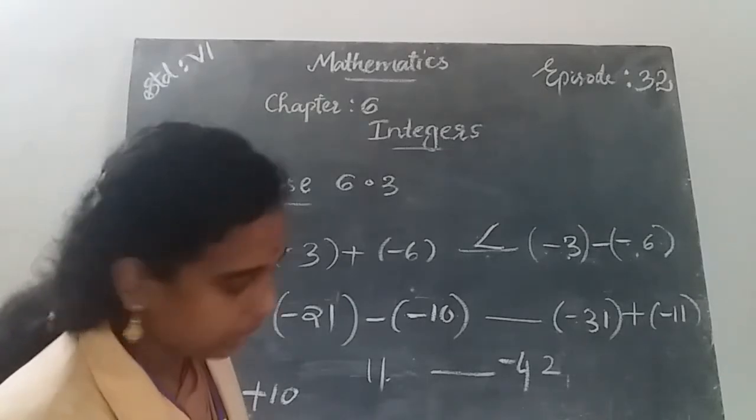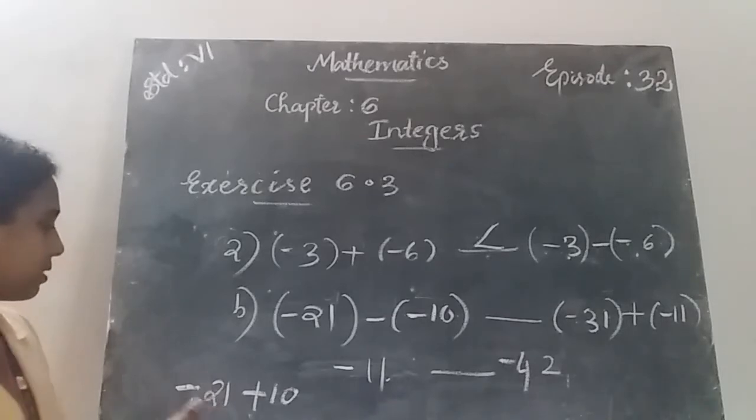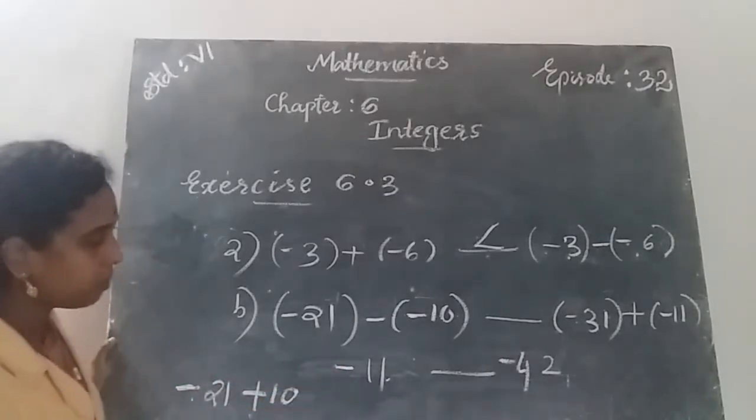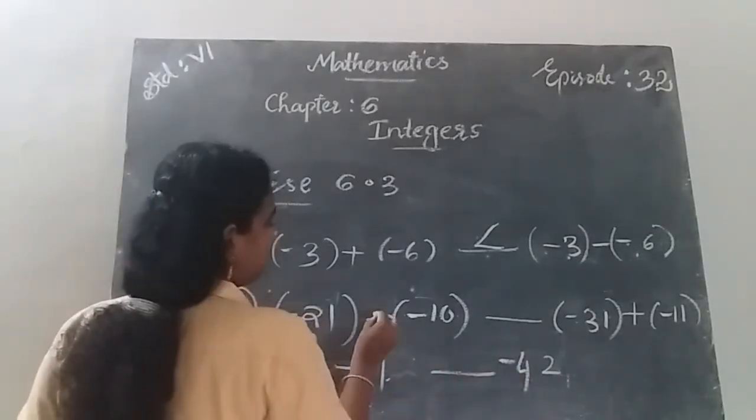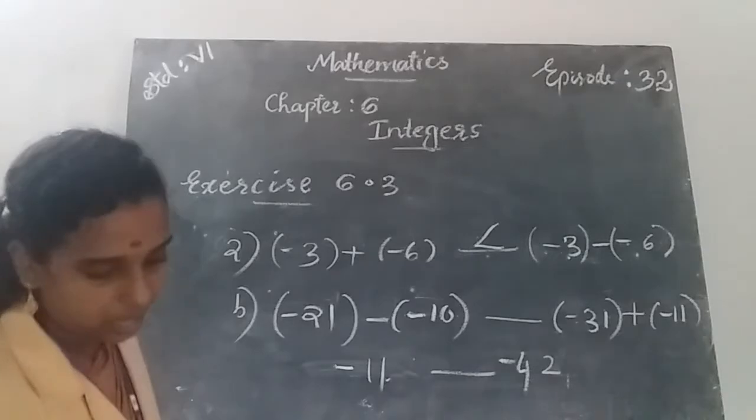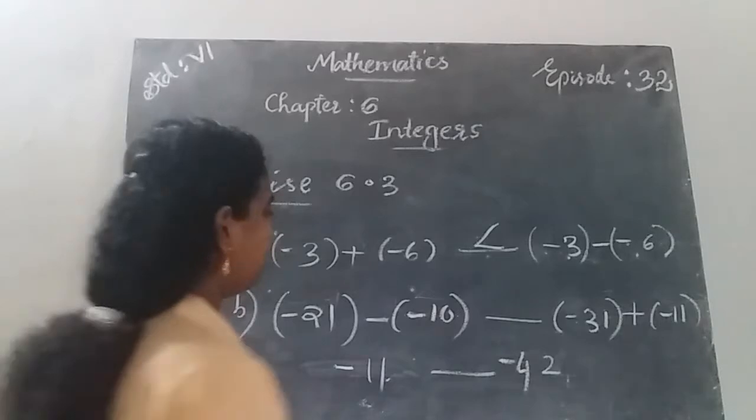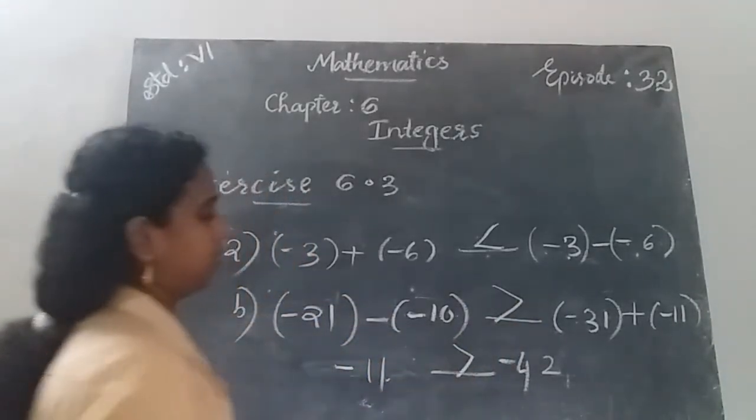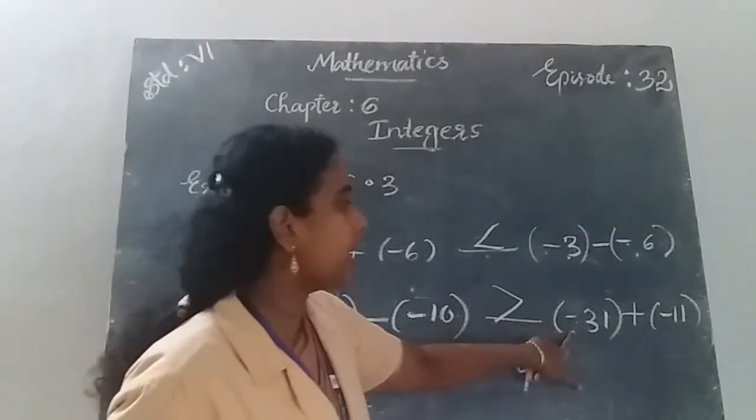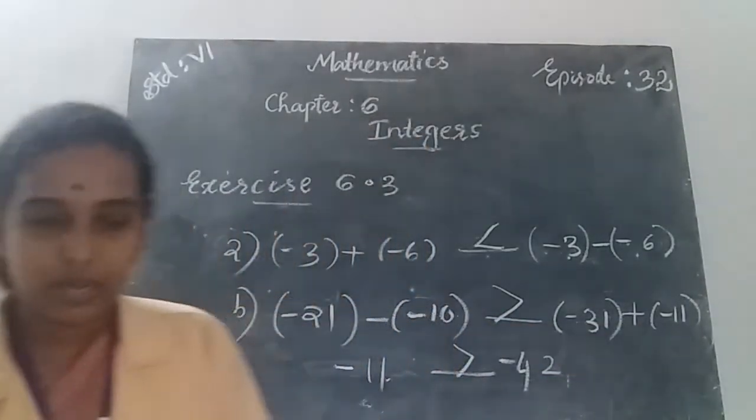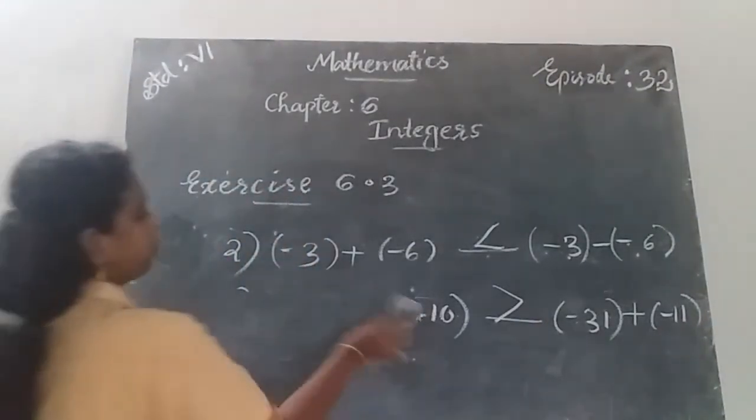So here negative 11 and negative 42. Negative 11 is the greatest number, so put the sign of the greatest number. So negative 11 is greater than negative 42. So put the greater than sign. Okay. So negative 21 minus negative 10 is greater than negative 31 plus negative 11. That is, negative 11 is greater than negative 42.